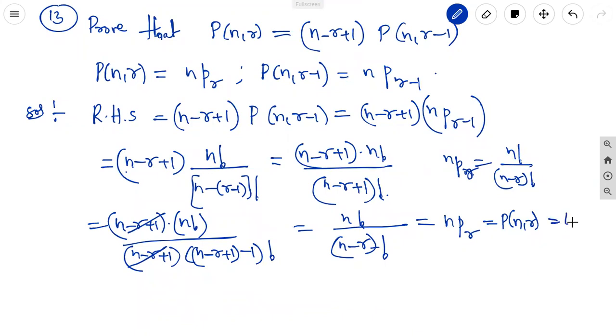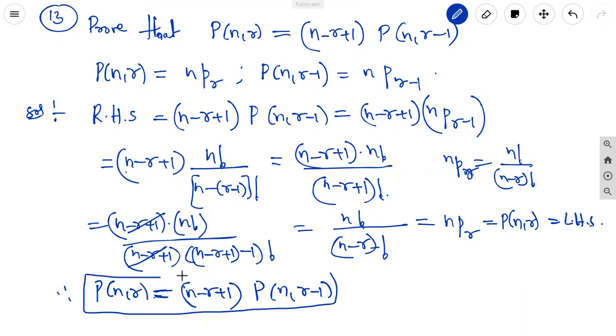That is the RHS, and it is the LHS. Therefore, P(n,r) equals (n minus r plus 1) into P(n, r minus 1). It's proved.